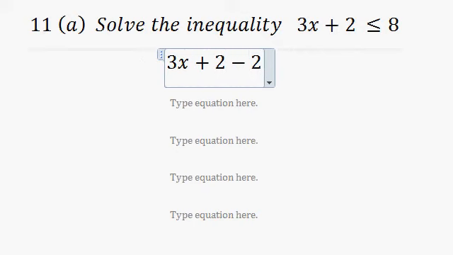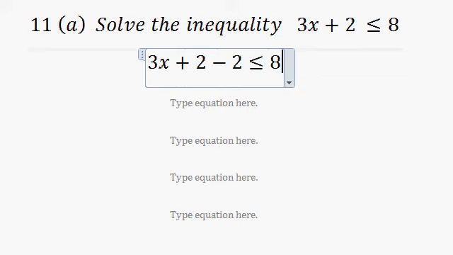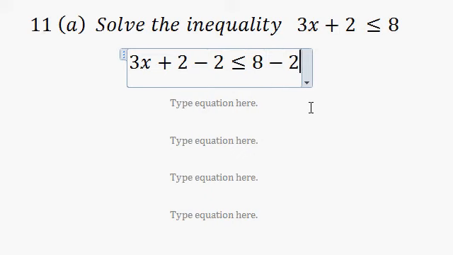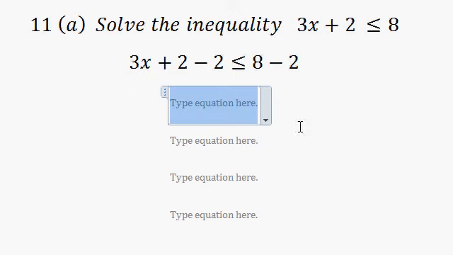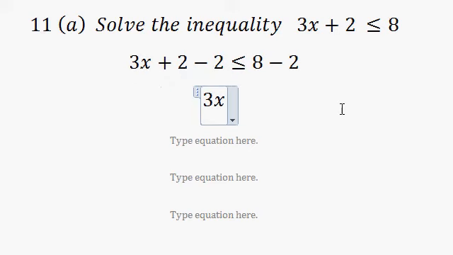So 3x plus 2, and we'll subtract 2. So minus 2 is less than or equal to 8, and we've subtracted 2 from the left side, so we must also subtract 2 from the right side to keep our inequality values the same. And now we simplify. Plus 2 minus 2, well, 2 minus 2 is 0, so this side will become 3x plus 0, which is just 3x, so we can just write 3x. 3x is less than or equal to 8 minus 2, 6. We don't know what number x is standing for, but we do know that 3 times x, or 3x, is less than or equal to 6.